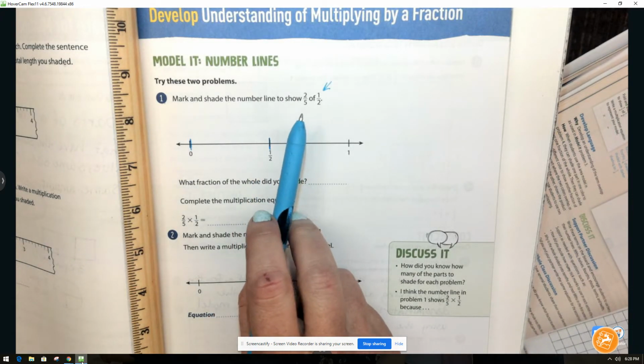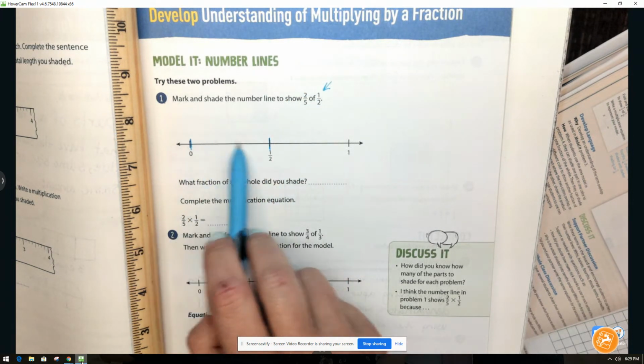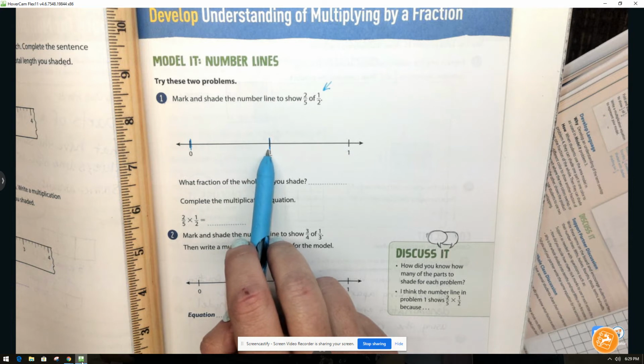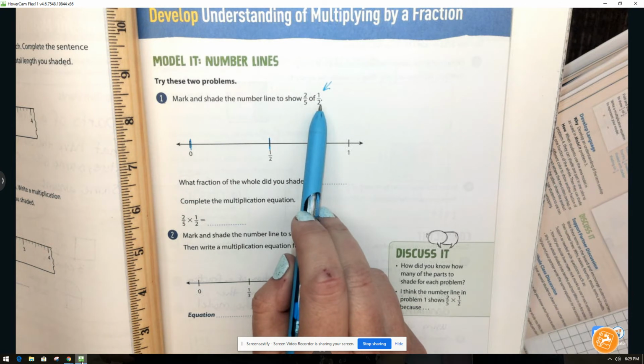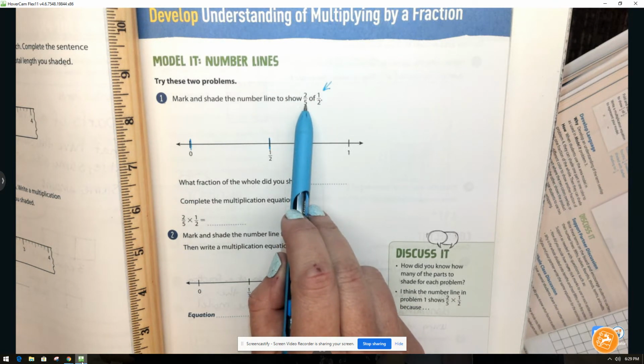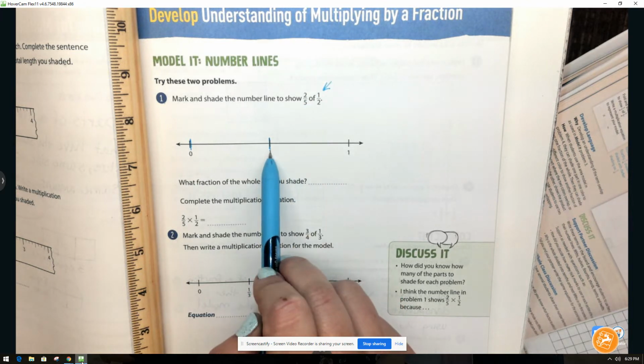Then we are going to look at the other fraction. So the first fraction tells us the amount that we are trying to find. We're trying to find this much of this amount. So this is the amount that we have, and we want to know how much is 2/5 of the amount we have, which is 1/2.